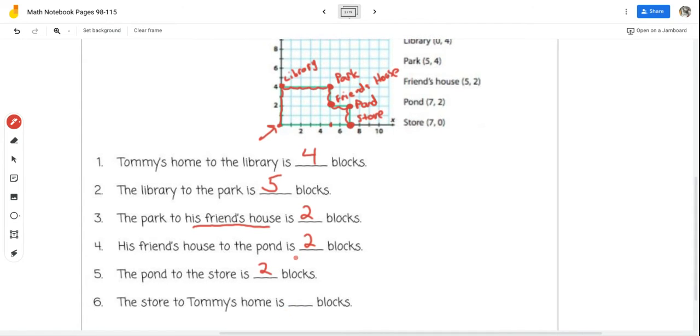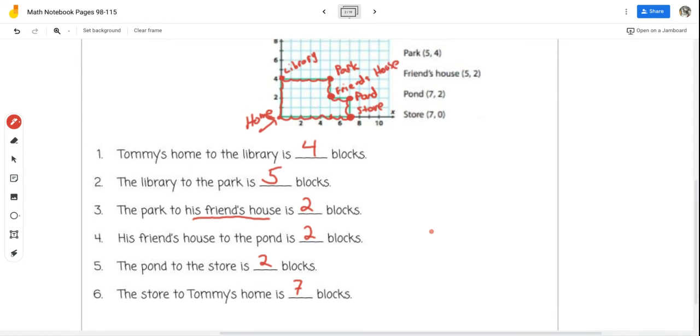And then from the store to Tommy's home again. Well, this is Tommy's home right there, the origin. He's going to have to go 1, 2, 3, 4, 5, 6, 7 blocks to get home. Okay, so he did a perimeter. He started from his home. He walked to the library. He walked to the park. He walked to his friend's house. He walked to the pond. He walked to the store, and then he walked back home. He did a loop. He did a perimeter of maybe whatever's inside this space. I don't know. He walked the perimeter at least.